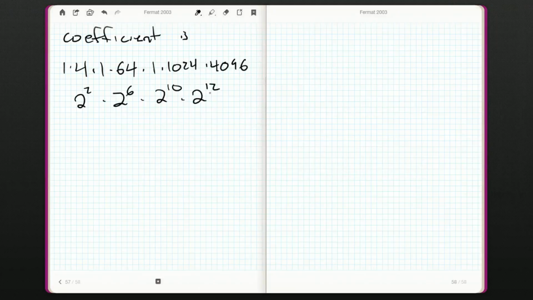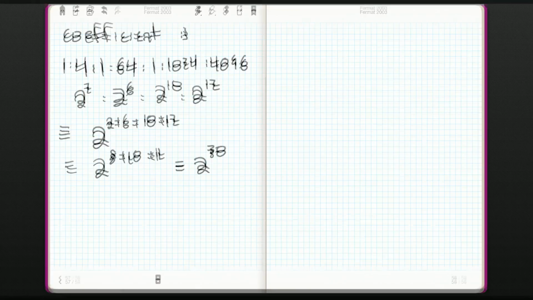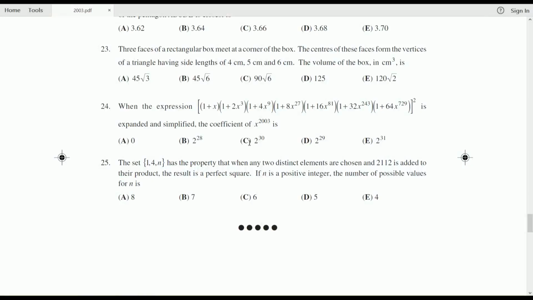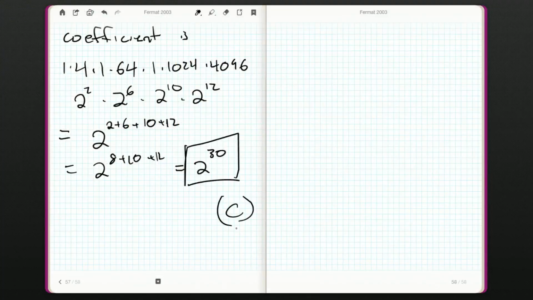Let's double check that on my calculator. Yes, 2 to the 12. And so if we write this as a single power of 2, we just add the exponents, which is something we're familiar with, because that's how we stumbled upon ternary. So that's 2 to the 8 plus 10 plus 12. 8 plus 12 is 20, and then plus 10 is 30, so we get 2 to the 30. And 2 to the 30 is C. So that'll be our answer right there.